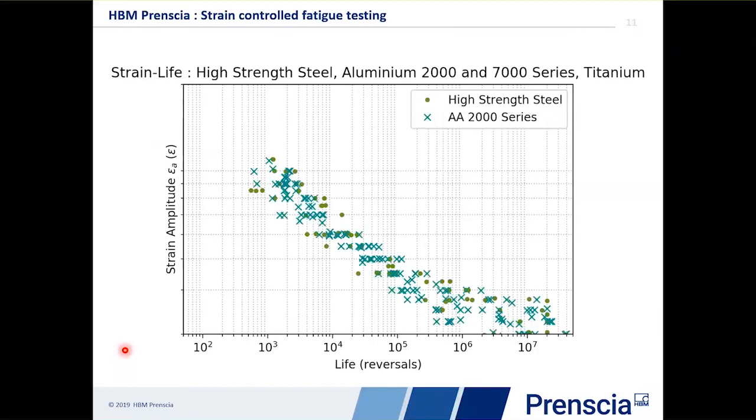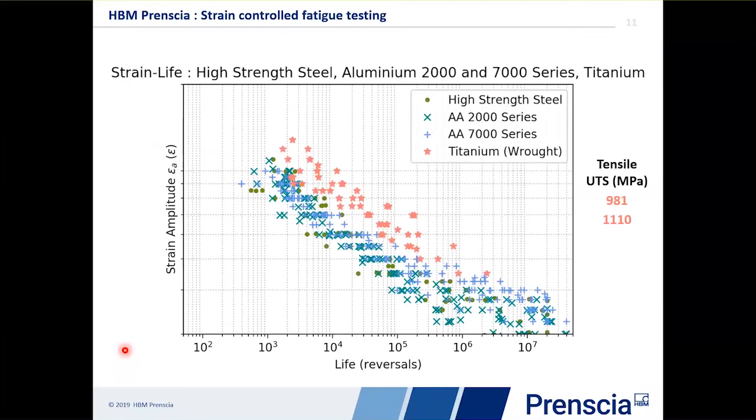Of course, we can add to that. So there's an aluminium alloy 2000 series overlaid on top. And if we put a 7000 series, you can start to see how they all fall in a similar band of fatigue lives, a broad band. And if we put titanium on the top, you can see titanium is extending that life quite significantly. And over on the right there, I've given some typical tensile UTS stresses here, 981 megapascals, and 1110.